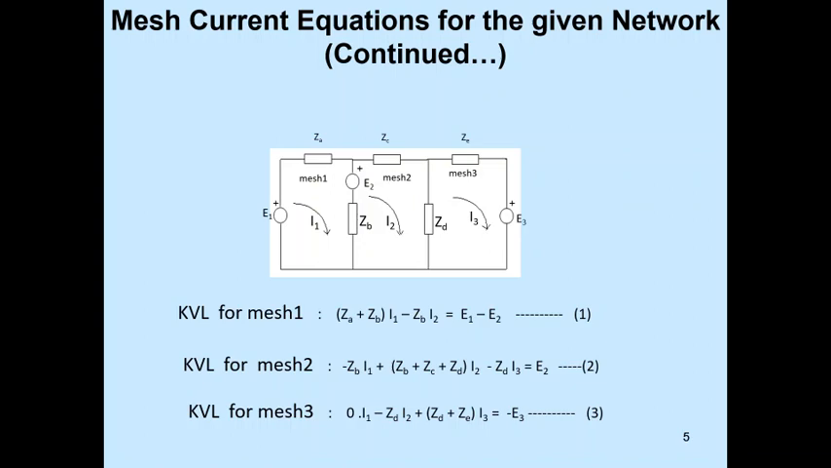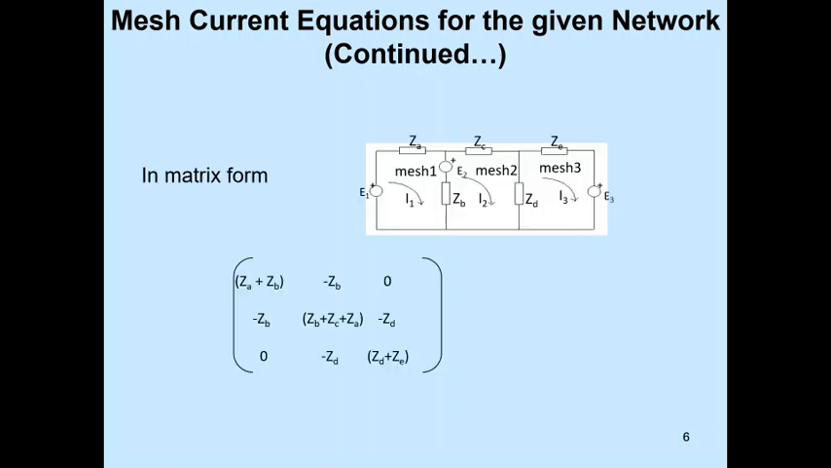So here, ZD into (I3 minus I2) plus ZE into I3 is equal to minus E3. Rewriting this: 0 into I1 minus ZD into I2 plus (ZD plus ZE) into I3 is equal to minus E3. These are the three mesh current equations.